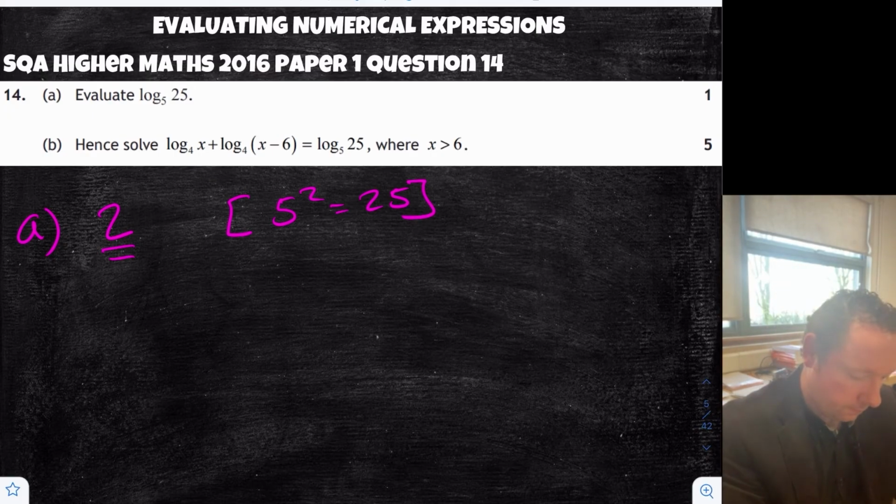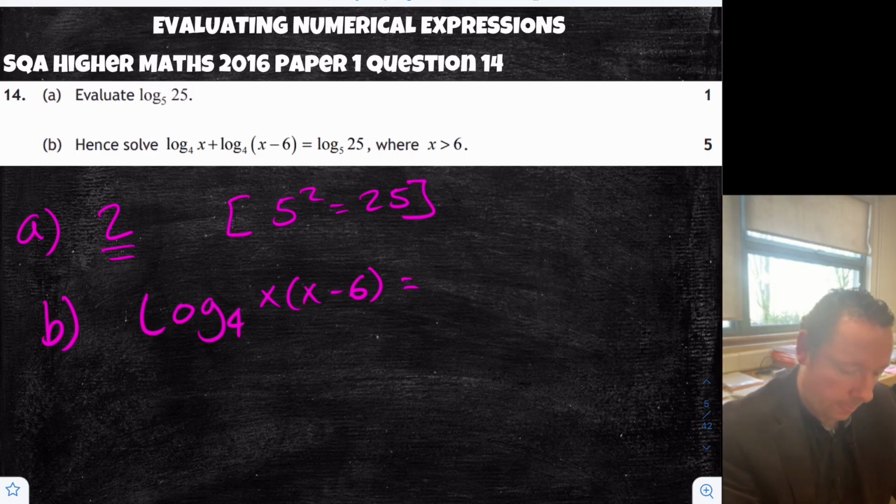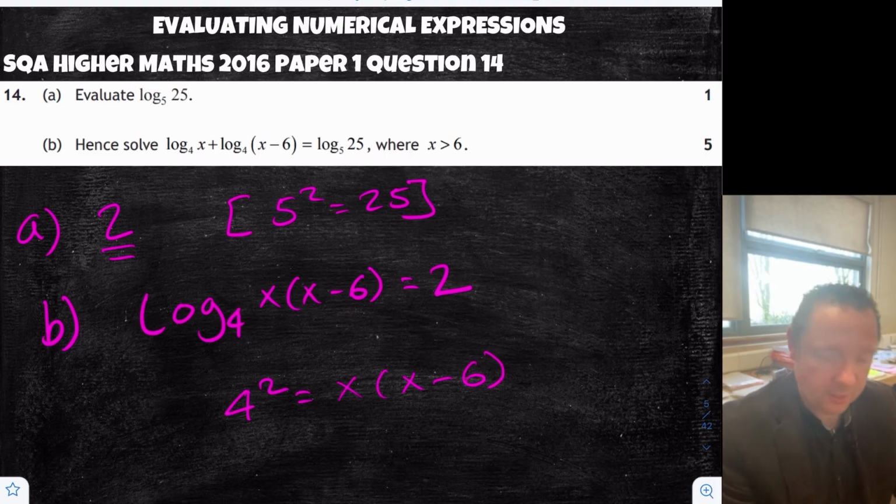Part B, hence solve log base 4 of x plus log base 4 of x minus 6 equals log base 5 of 25. Looking at our left-hand side, we combine that into one log by saying that it's x times x minus 6. So log base 4 of x bracket x minus 6. And the right-hand side, log base 5 of 25, well, we know that's 2, so we can just write 2. Then we can use our rules of logs to say that it's a base to the power of 2 equals the left-hand side. So in other words, 4 squared equals x times x minus 6 to eliminate the log.